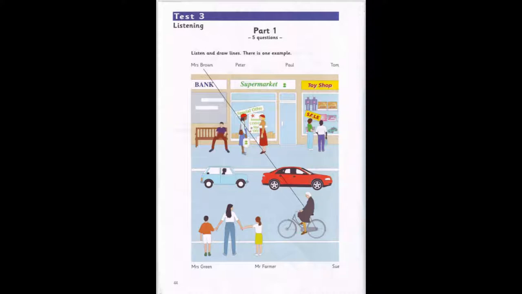1. Where's Mrs. Green? Do you know her? Yes. She's in front of the supermarket. Oh, what's she wearing? A red skirt and a red hat. Oh, yes, I can see her now.